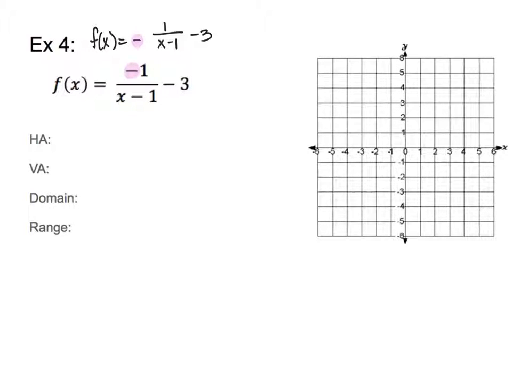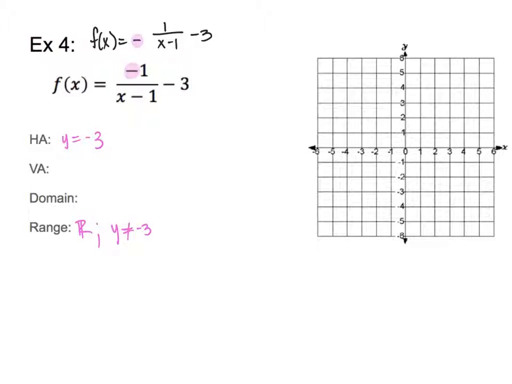So if I'm trying to find that horizontal asymptote, I want to look at if I have any shifts. So looking at this graph here, I have a -3. So by default, I have to shift down 3 units on the y. So we always start at y equals 0. If I'm shifting down, that means I have y equals -3. So my range is all real numbers except when y equals -3.